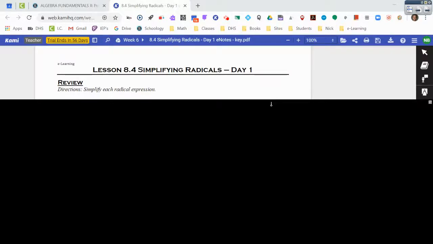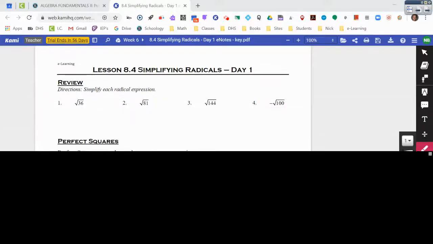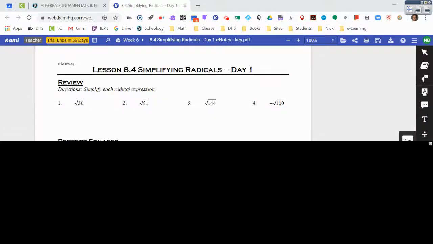So that being said, we're going to start with a couple little 4 warm-up problems here. I want you guys to go ahead and pause this video and just simplify these 4 radicals.